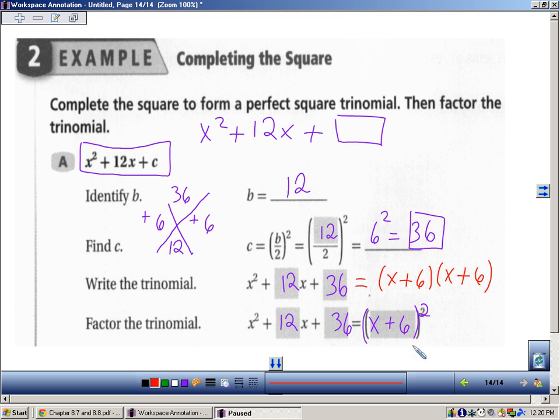Okay, so how did we create this perfect square trinomial? We had to complete this square by taking half the middle term and squaring it. You're going to notice, too, that half the middle term, 6, right? Half of 12 is 6. It's also found in the x plus 6, here, 6, in the perfect square factored form. So that's important.